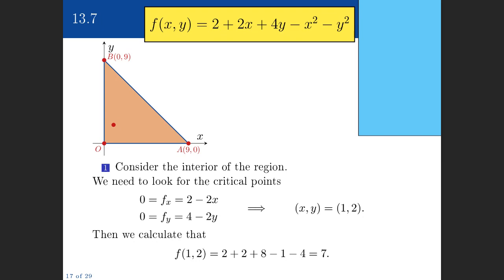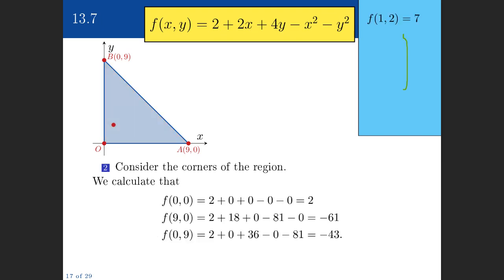We will need that later, so I'm going to put that in the blue box. The blue box is going to be everything that we need later.